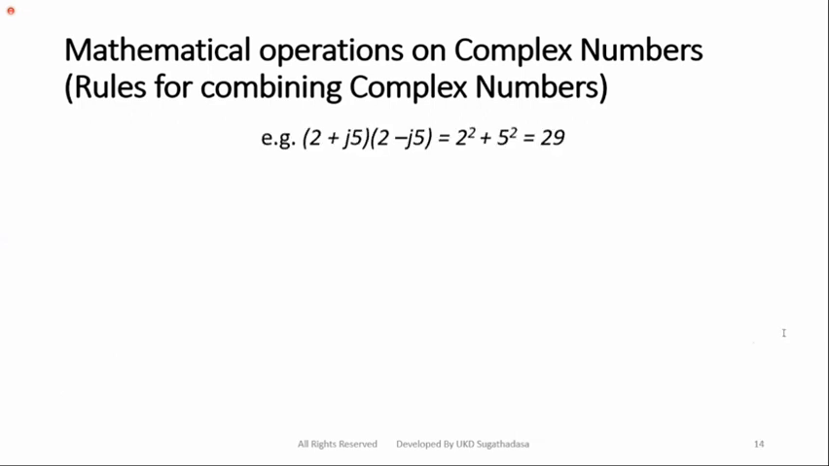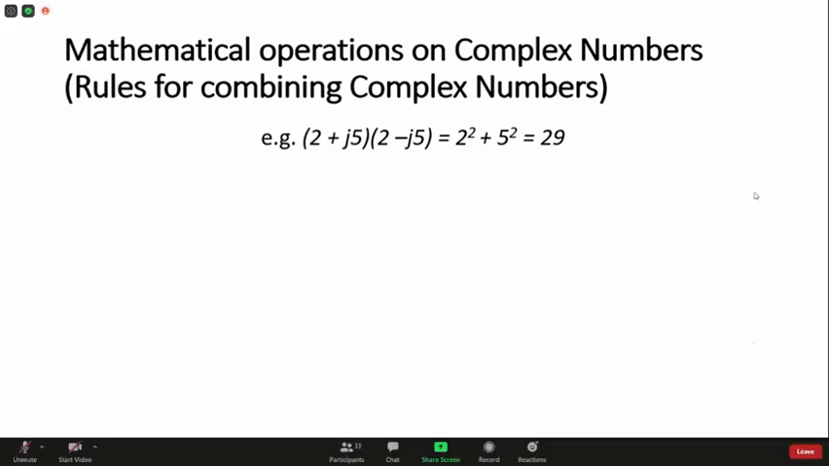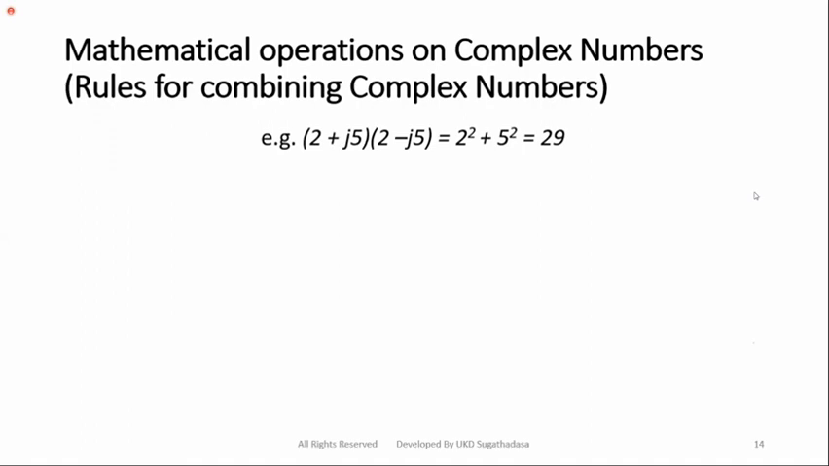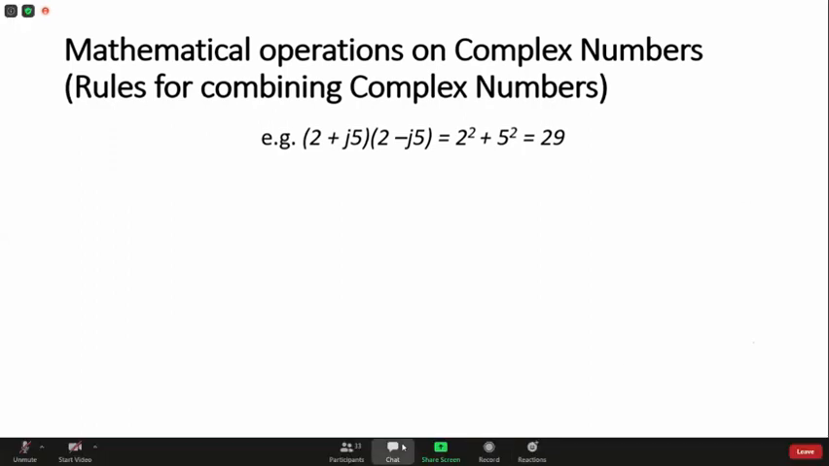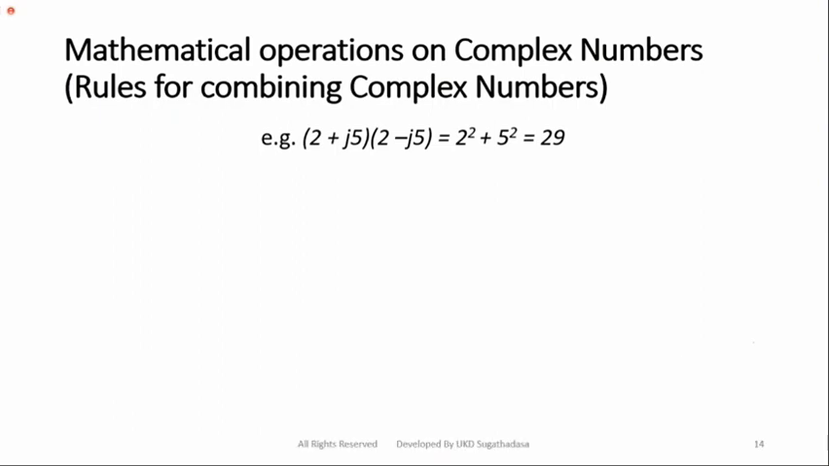Okay, let's see some examples. 2 plus j5, 2 minus j5. Straight away write the answer: 2 squared plus 5 squared. It doesn't matter whether a or b is negative or positive. Straight away you get 2 squared, 5 squared. Whether it's negative or not, you get the plus number every time. That's a positive real number.